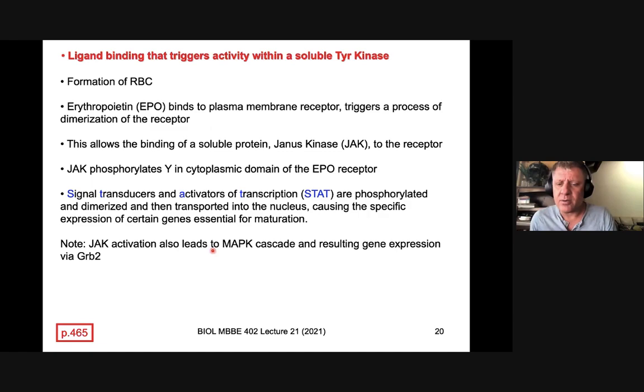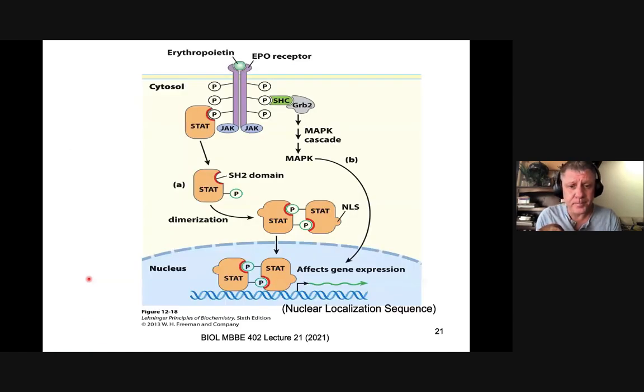But again, note the promiscuity of the cascades, where there's interface with other cascades like the MAP cascade, which can then interfere with what we call the GRB2 protein. So that GRB2 protein is an essential part of that particular MAPK cascade and can interfere with that. And they're also interfering with the process of gene regulation by stimulating a regulator to go through the nucleus membrane. So let's have a look.